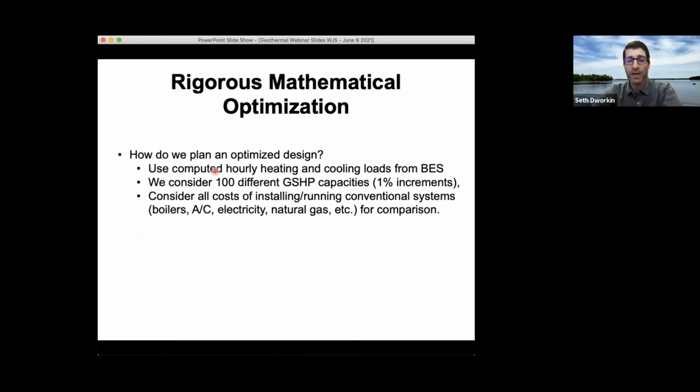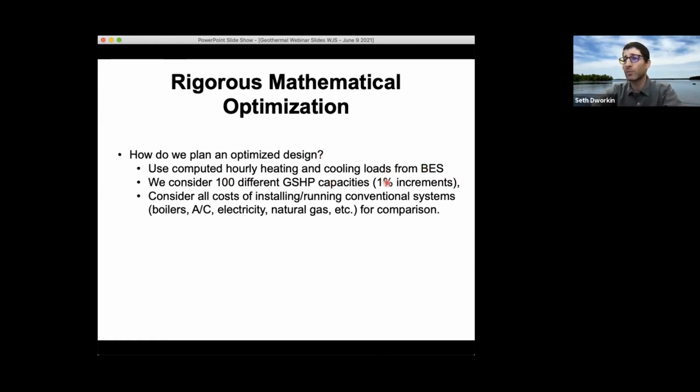So how do we figure out how much of a ground source heat pump a building needs? Well, we like to use computed hourly heating and cooling loads from a building energy simulation, often for existing buildings like we might be interested in today, for example, existing municipal facilities. We might look at historical energy consumption as well to make sure that our predicted energy consumption is accurate.